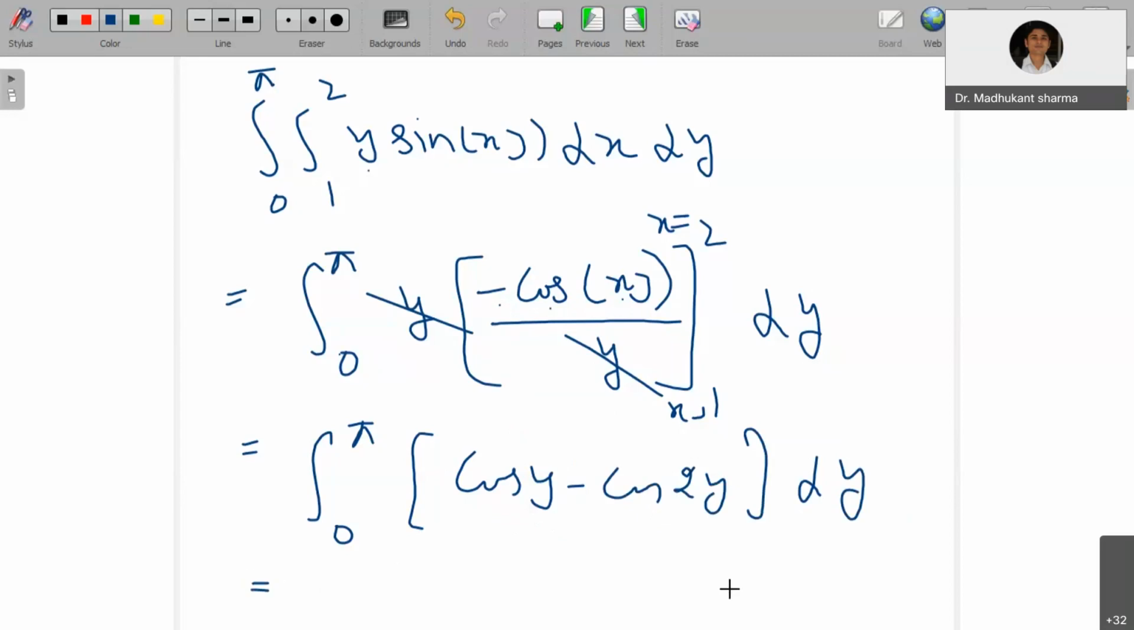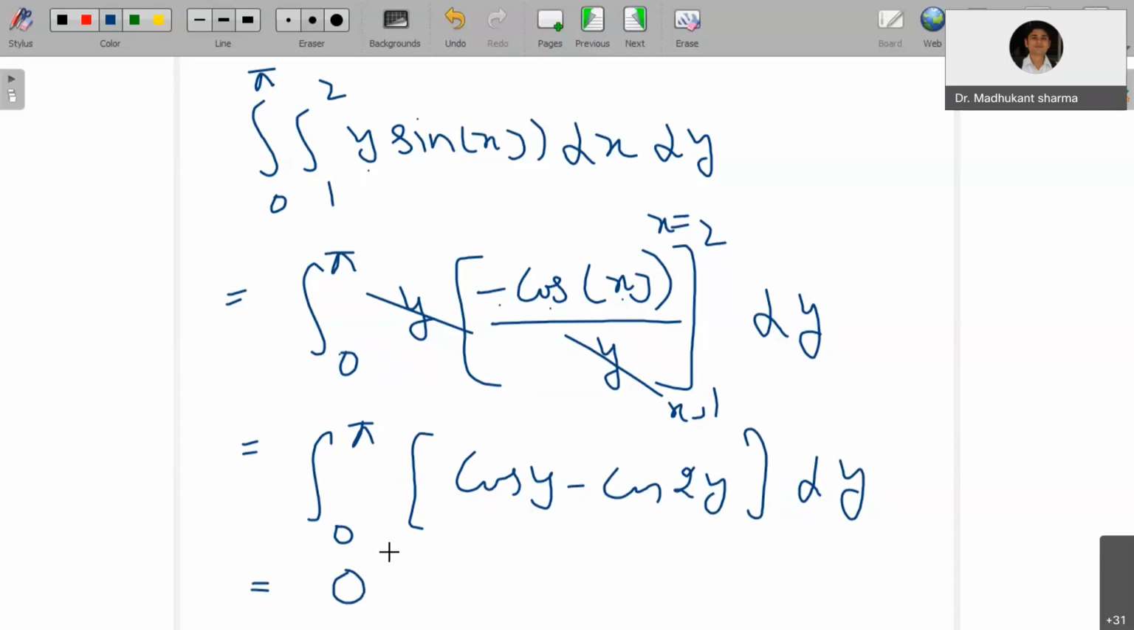The integral of cos is sine, right? But sine 0 is 0 and sine pi is also 0. In totality, you can verify that it will give you a 0 value. Note that this 0 cannot be a volume, because volume is always a strictly positive number.